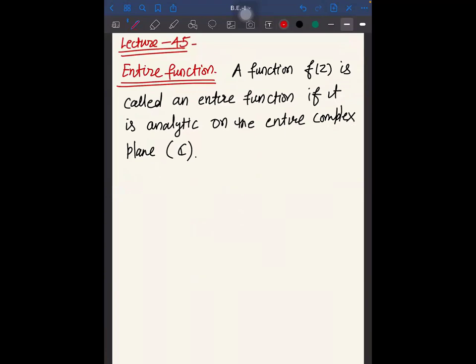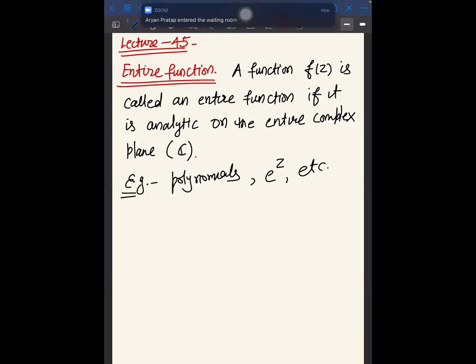Okay, so there are a few examples where the function will be analytic every time, right? Complex polynomials, e^z, these are all functions which will be analytic everywhere. So examples are polynomials, e^z, etc. Right? Is it okay? Yes, sir.